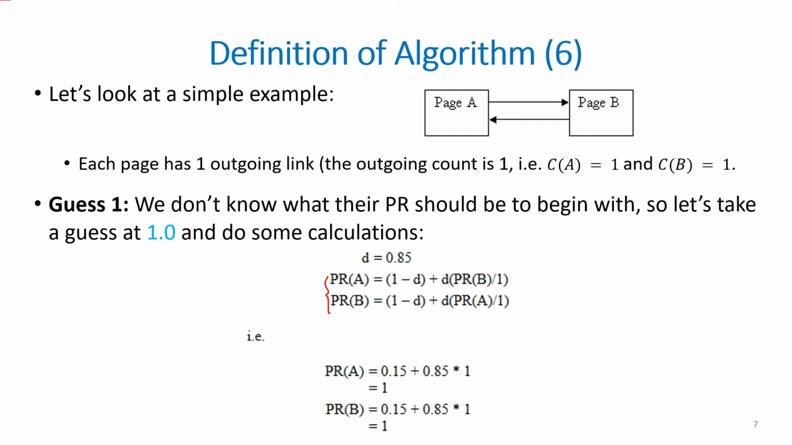So if we plug in 1 over here, what we get is PR(A) would be equal to 1. And then we take this one, which is PR(A), and we put it in this equation to calculate PR(B). And that would also give us 1. So we made a very lucky guess, and this led us to conclude that both these pages have equal values of 1 and are thus equally important.